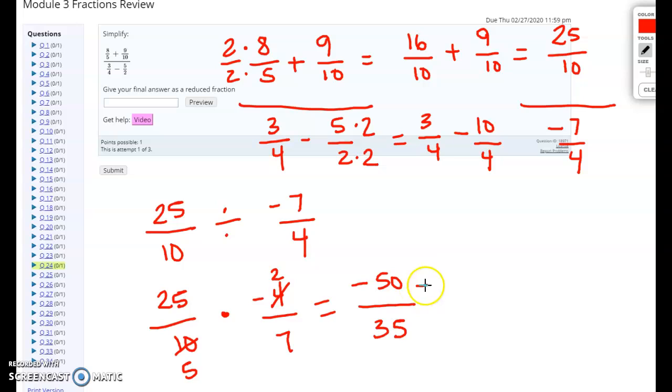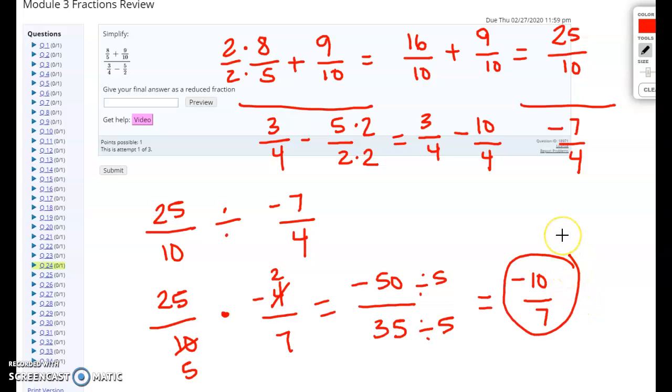These both will divide by 5, right? So we'll simplify further. Just know with fractions, they should always be in simplest form. So negative 50 divided by 5, I get negative 10. 35 divided by 5, I get 7. And that will be my final answer. So on the test, just know everything needs to be simplified. Make sure any common terms are divided out.